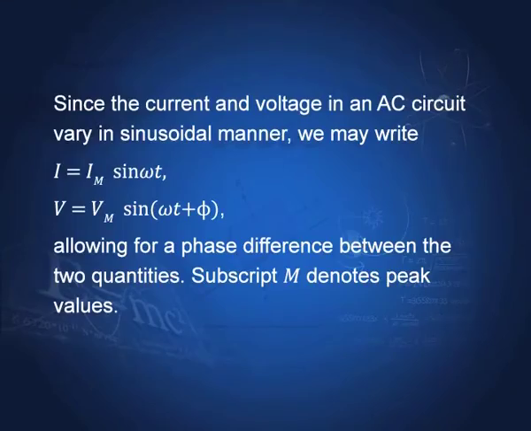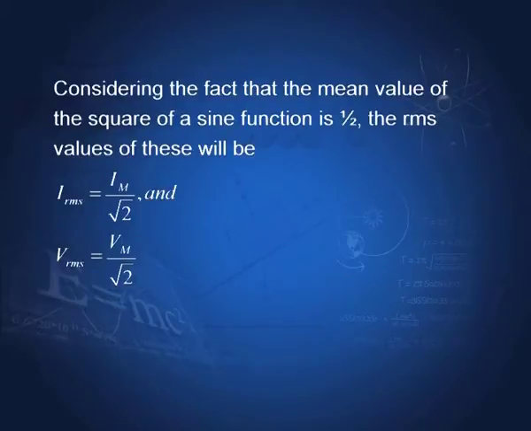I squared will be I m squared sin squared omega t, and the average value of sin squared is half. Therefore, the RMS value of I would be I m by root of 2, and the RMS value of V would be V m by root of 2. So, if the currents are given by these, then their RMS values are given by these.